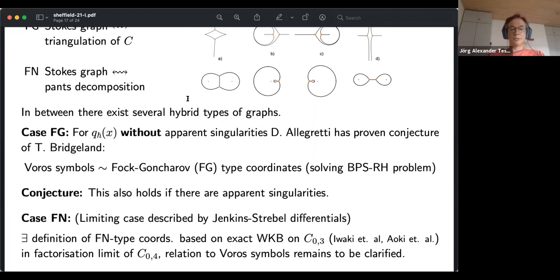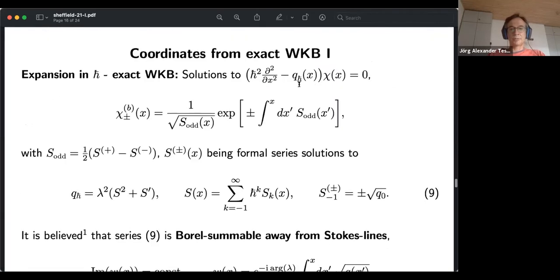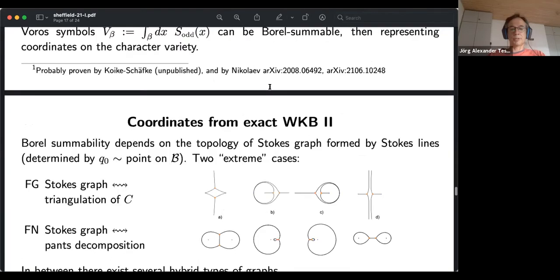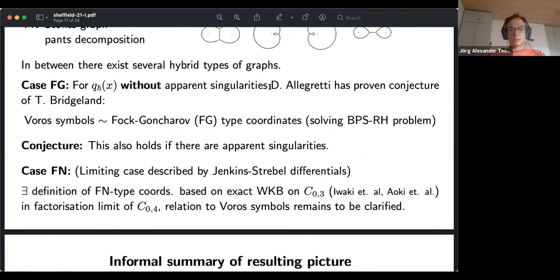And this can be used as the basis for a definition of Fenchel-Nielsen type coordinates. So basically, the observation that we have been exploiting to define Fenchel-Nielsen type coordinates for this case is that if you normalize your solutions to this differential equation in the three-punctured sphere, and that is possible thanks to the work mentioned, then this can be the basis of a precise definition of Fenchel-Nielsen type coordinates, because then it's just a gluing game to define the Fenchel-Nielsen type coordinates.